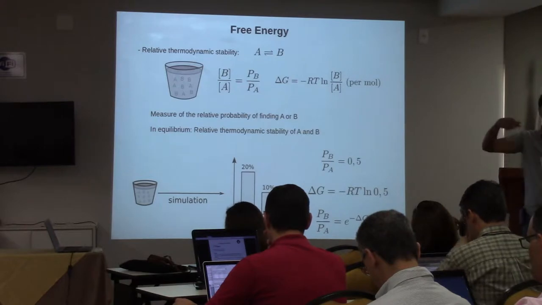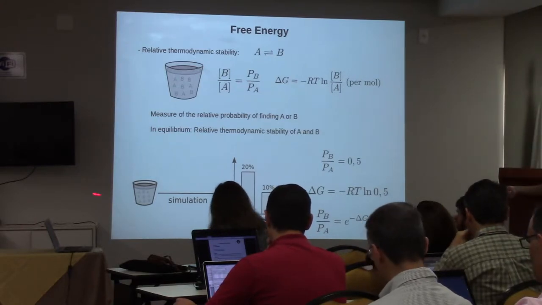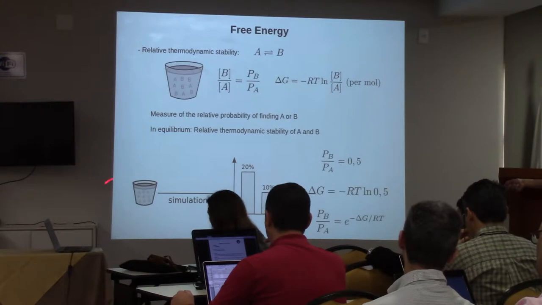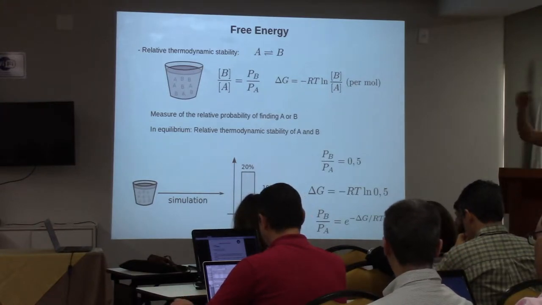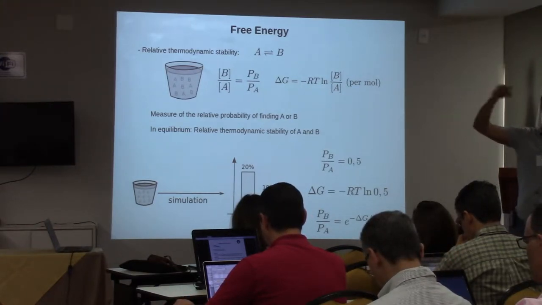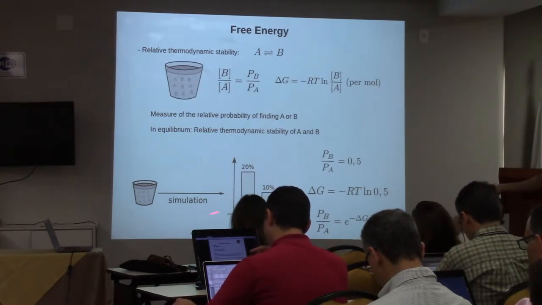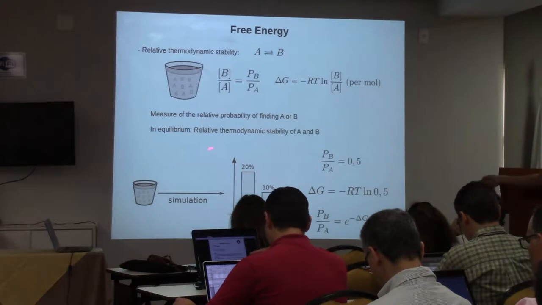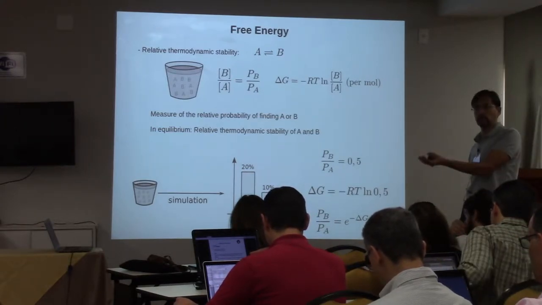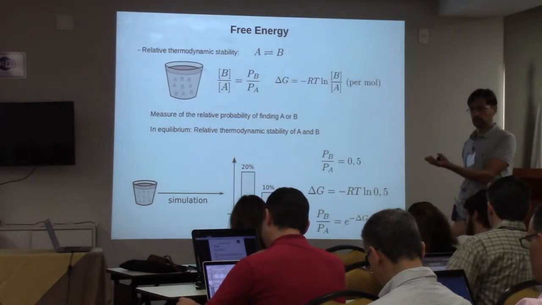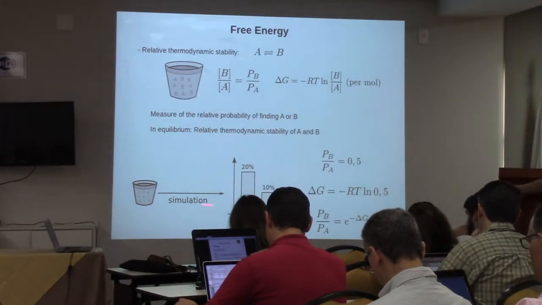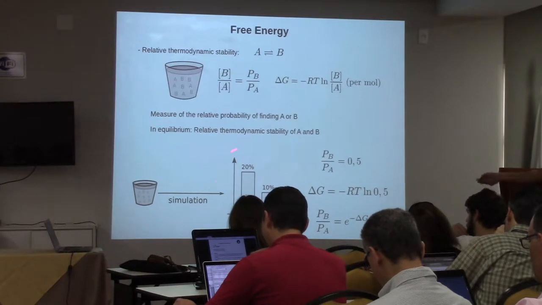We run this simulation for this system, and the simulation must be done in such a way as to allow the conversion between the two states of interest. If the simulation is good enough, you observe in the simulation, like in a solution where you are measuring the equilibrium constant, the relative probability of finding these two states.